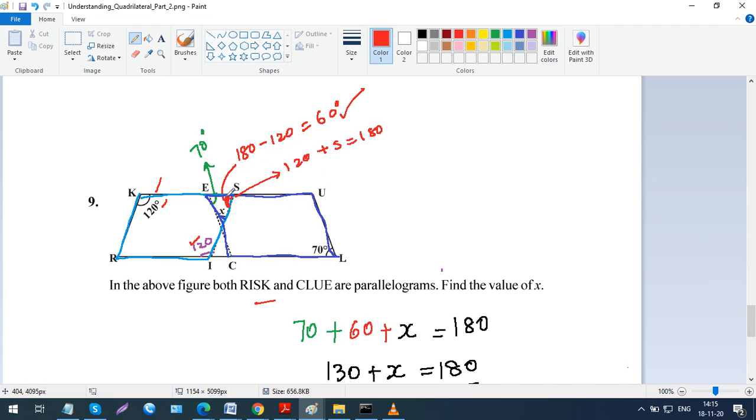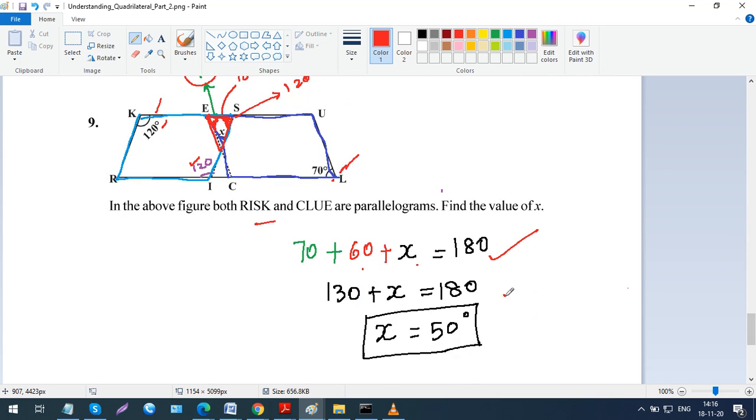So if this is 60, now similarly let's find this angle. This is 70. Now look at the dark blue parallelogram. This is 70, so this is also 70 because of opposite angles. Now if you look at the little triangle over here, I'm drawing a red triangle, you get this as 60, this is 70. Now you have to find the third angle. So 70 plus 60 plus x is 180, or 130 plus x is equal to 180, or x is equal to 50 degrees. Okay, so that's it.